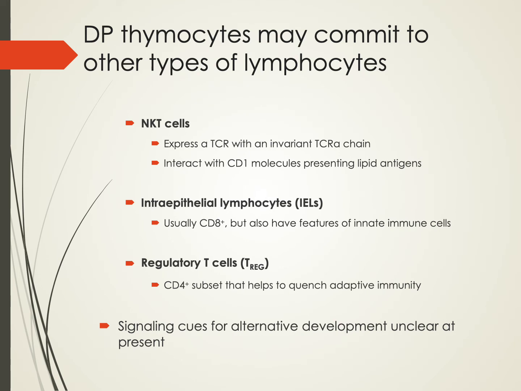So keep in mind that thymocytes do have the ability to become other types of lymphocytes. So even the double positive, so the common lymphoid progenitor, when it's entering into the thymus, it has the ability to become all these different other cells. But even at the double positive stage, they can become T cell-like cells, like natural killer cells. Also intraepithelial lymphocytes, so these are usually CD8 cells, but they act more innate-like than what we see with our traditional CD8 cells. And then we can also get regulatory T cells.